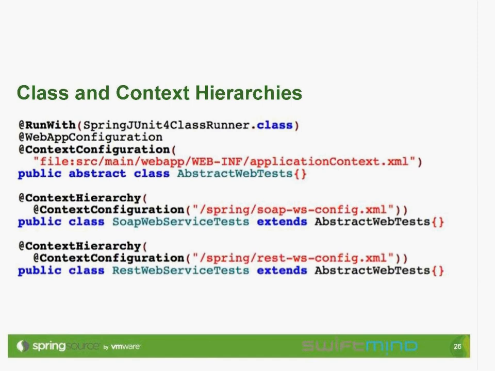And at this level in the hierarchy, we want to use, for example, in SOAP web service tests, /spring/soap-ws-config.xml. And similarly, for the REST web service tests, we want the child configuration to be loaded from /spring/rest-ws-config.xml. So what happens at runtime when you run these tests is that you will actually have 3 application contexts. You'll have the parent, and you'll have 2 child application contexts. And each of the child application contexts will reference the parent, and these will all be cached as you would expect.